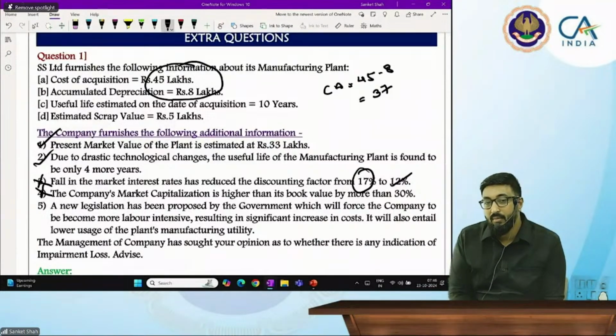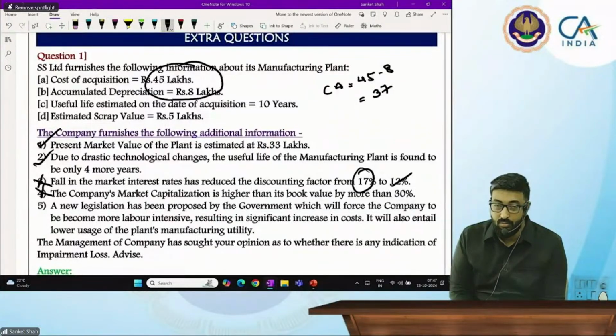A new legislation has been proposed by the government, which forces the company to become more labor intensive, resulting in a significant increase in cost. It also entitles a lower use of the plant manufacturing utility. So the plant which you are using, now you cannot use it because the law has changed and the law says you should go with maximum labor and not with that machine.